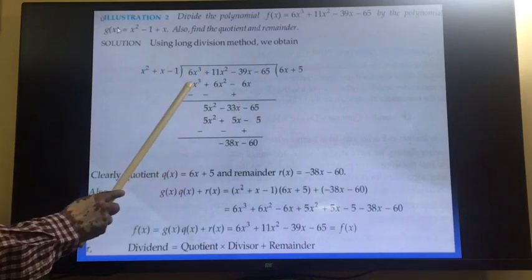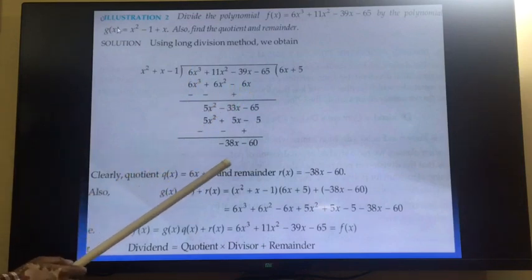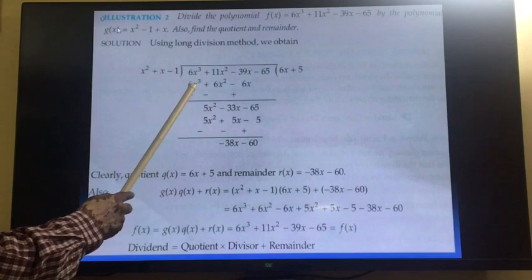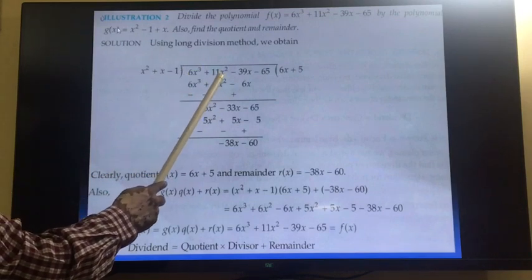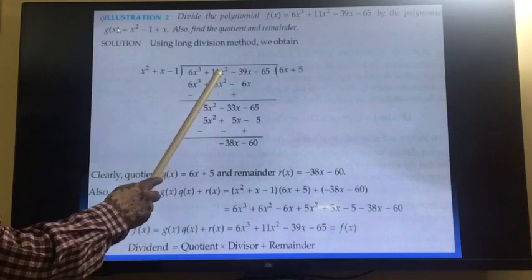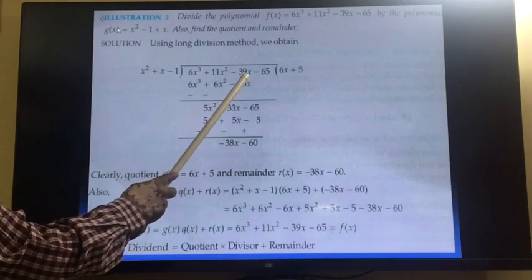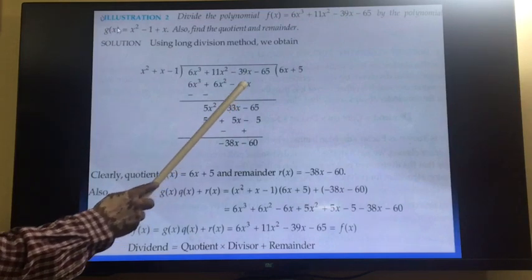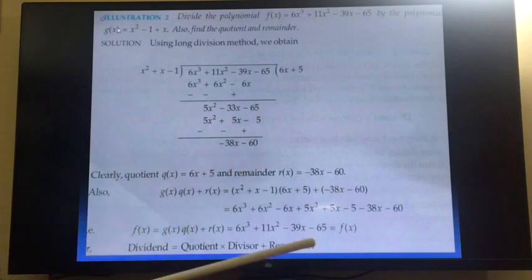After writing these three terms, we will change the sign. Why are we changing? To subtract. So to subtract this, we will change the sign. Now the same quantity, so we can cancel. Now positive 11x^2 and negative 6x^2, so 11 minus 6 is 5x^2. Here negative 39x and positive 6x will be minus 33x. Then you will copy minus 65.